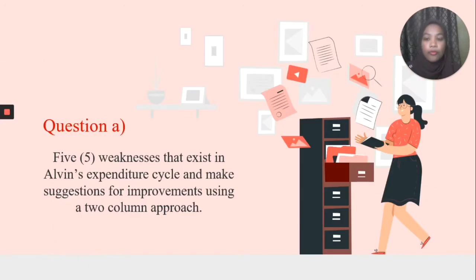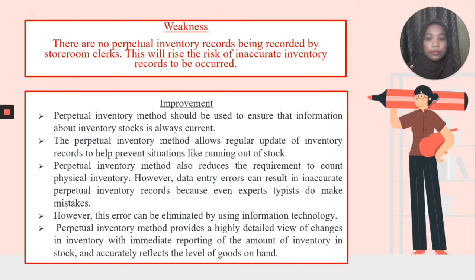Question A: five weaknesses that exist in Alvin's expenditure cycle, and make suggestions for improvements using a two-column approach. So the first weakness is stated in the second bullet in the question. There are no perpetual inventory records being recorded by storeroom clerks. This will raise the risk of inaccurate inventory records occurring.